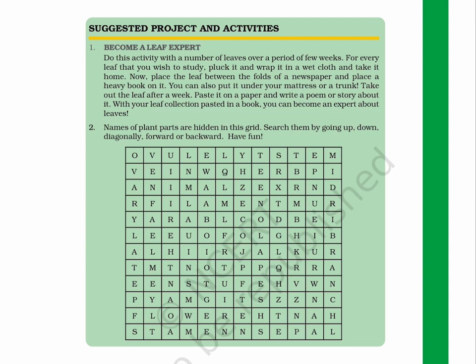2. Here, a grid is given. Names of plant parts are hidden in this grid. Search them by going up, down, diagonally, forward or backward. Have fun. Chapter 7 of a total of 16 chapters ends here.